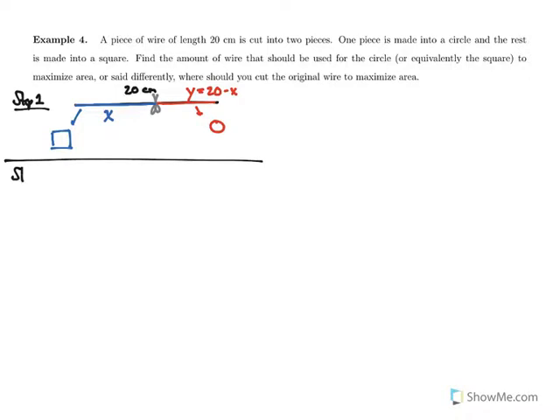All right, step 2. We are trying to maximize the area of the circle and square. So let's think about this. The square, let's start with that, the perimeter is equal to x. So each side is going to be 1/4 x.